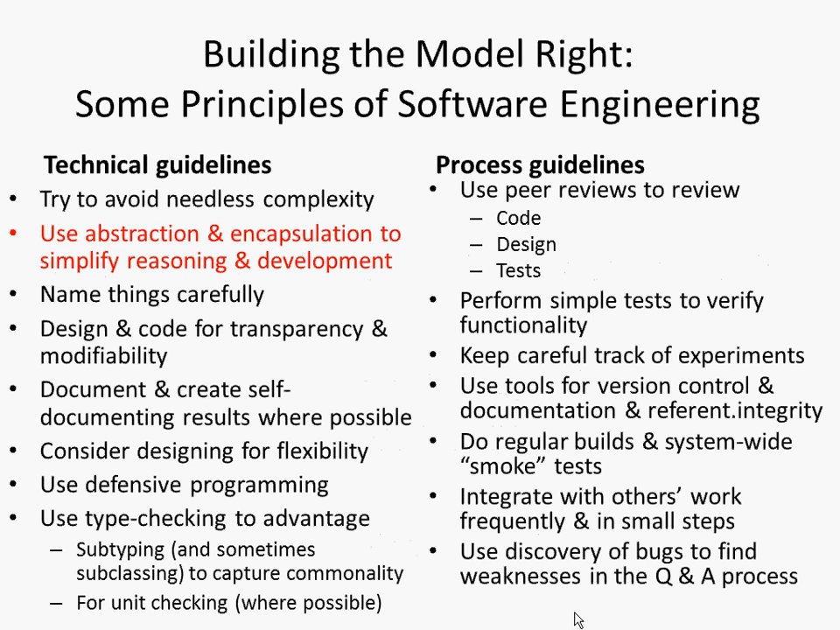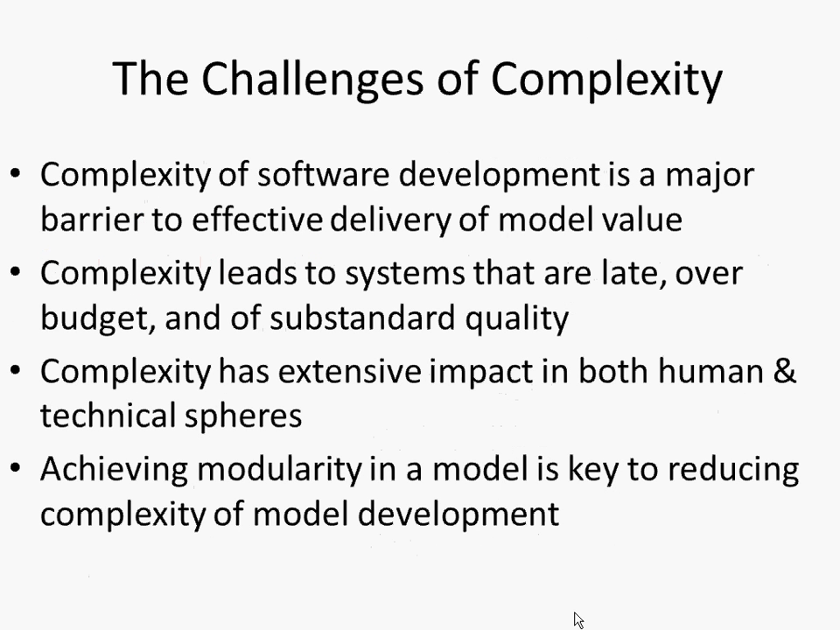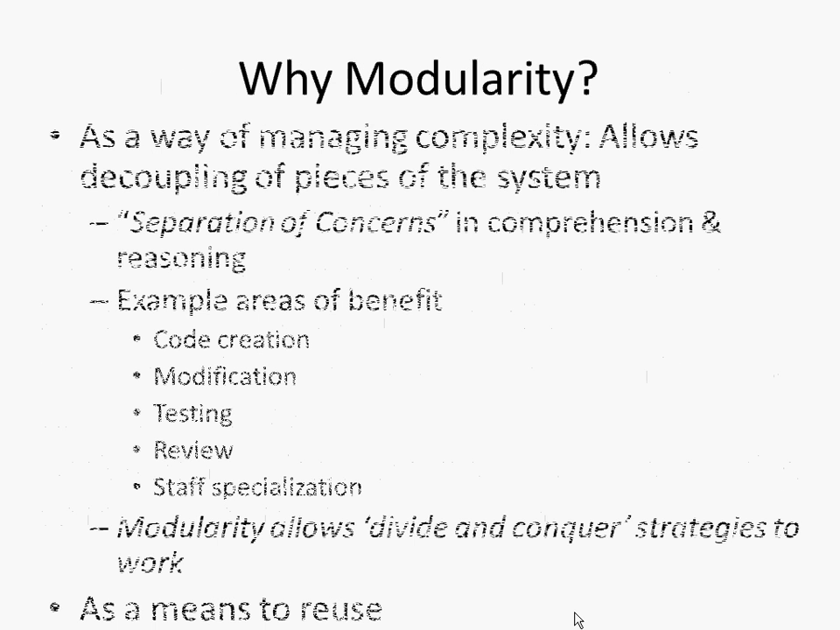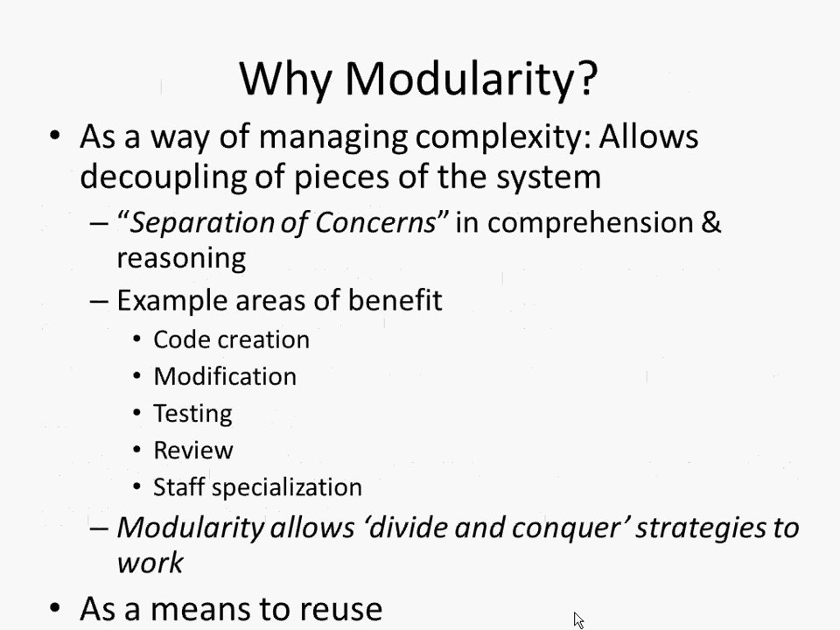Okay. So the complexity of software development, and models by extension, is a really major barrier within the modeling process. And this complexity can have an extensive impact in technical spheres on what you can achieve. You really want to strive for modularity in a model to reduce complexity. I have some comments on the motivation for it, but a lot of the motivation is what's called separation of concerns. You want to have within your model things that relate to different subpieces separated out, so you can focus on one subpiece at a time.